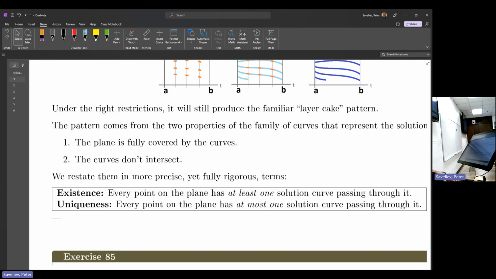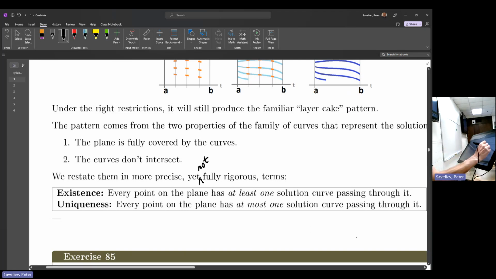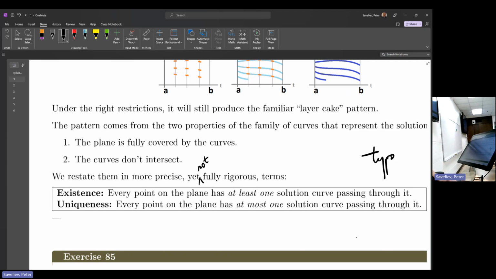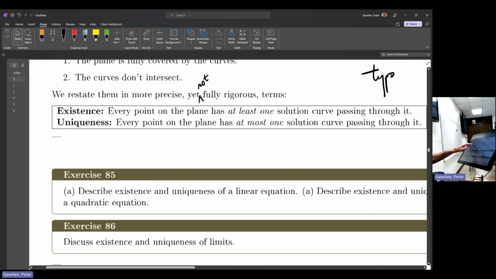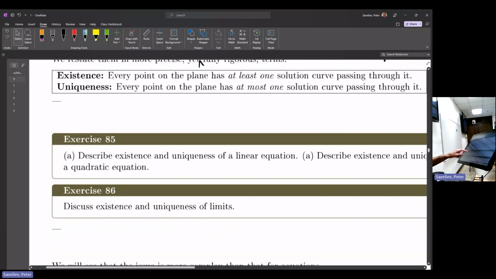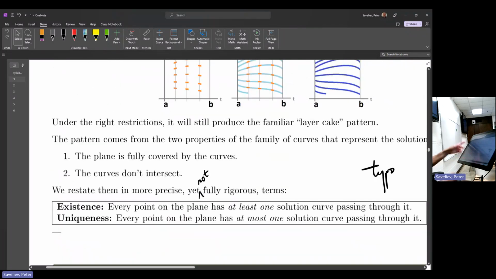Yeah, so this is still more precise, yet not fully rigorous yet, because as you can see shortly, it's not entirely rigorous, especially part two. Okay, so let's have more examples. Existence and uniqueness.